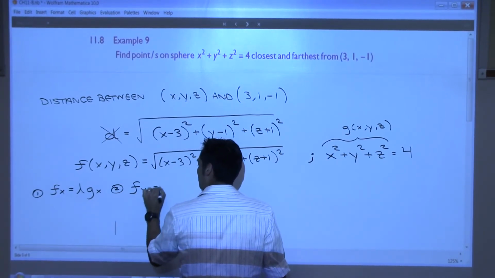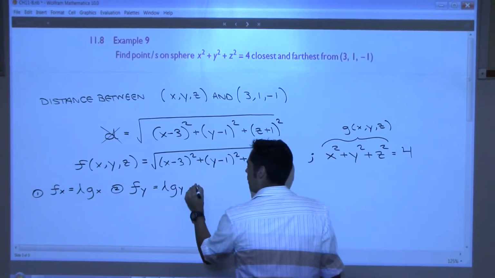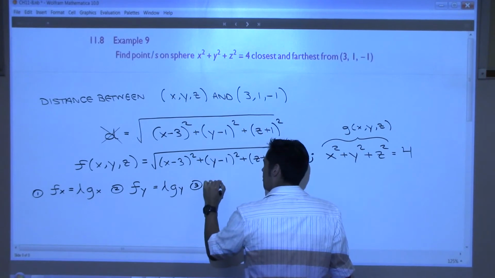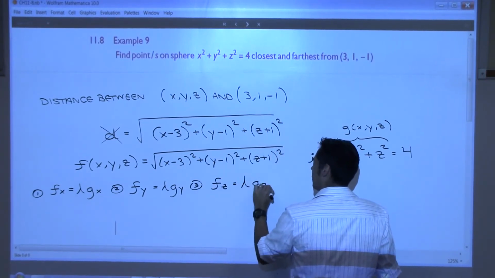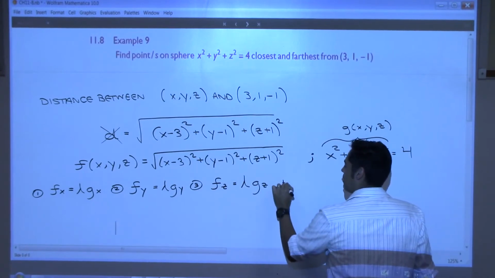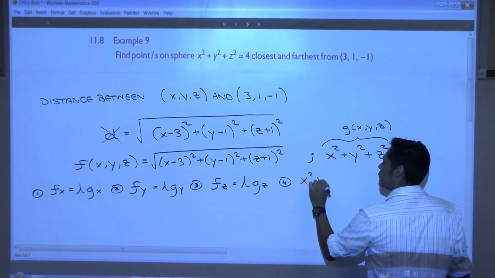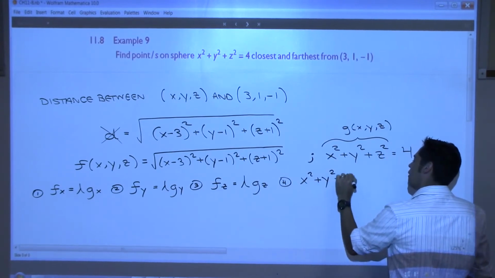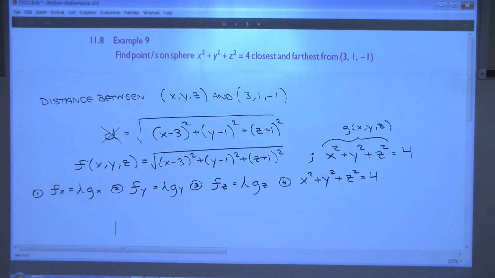Partial of f with respect to y equals lambda partial of g with respect to y is the second equation. The third equation is the partial of f with respect to z must be equal to lambda times the partial of g with respect to z. And then the fourth and final equation is going to be the constraint equation itself, which is x squared plus y squared plus z squared equals 4. Those are the four equations we have to satisfy. Any questions?